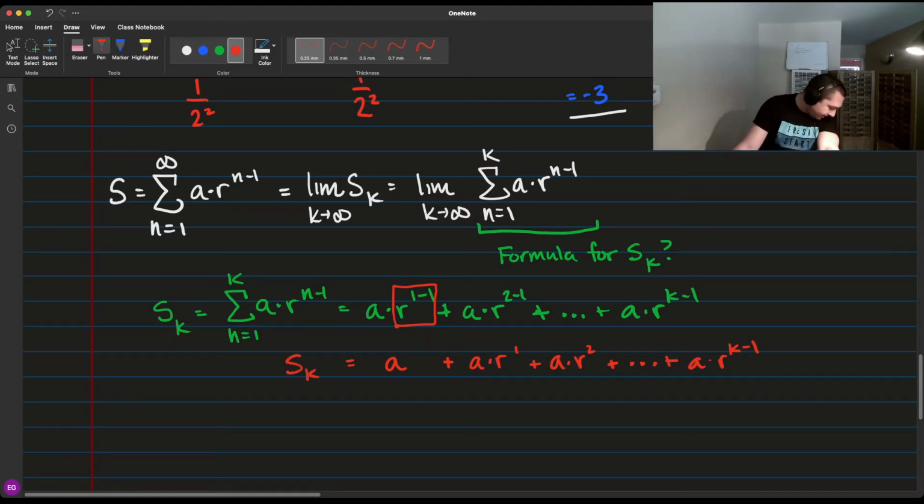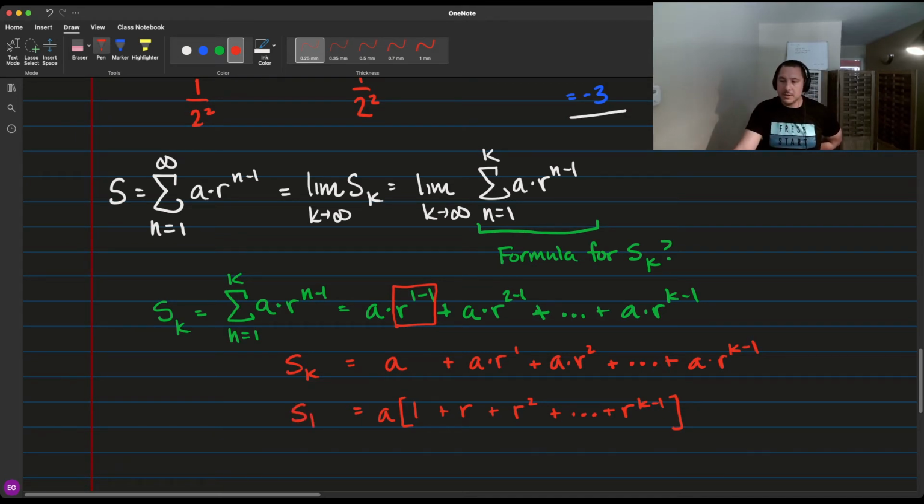Well, we can, and we're about to do that, yes. So let's start by factoring out an a. If you factor out an a, you're going to get 1 plus r plus r squared plus dot dot dot r to the k minus 1. And what is this equal to? It's equal to s_k.